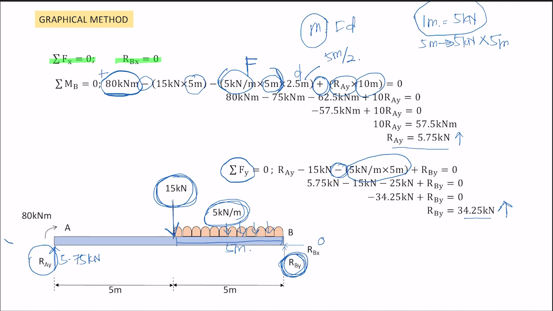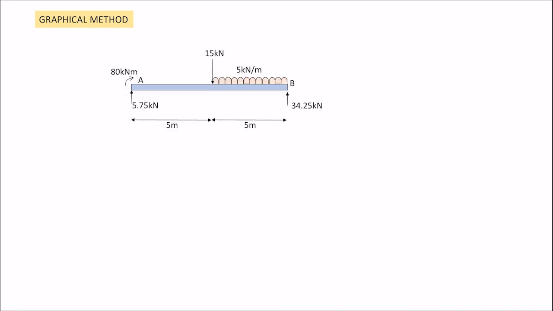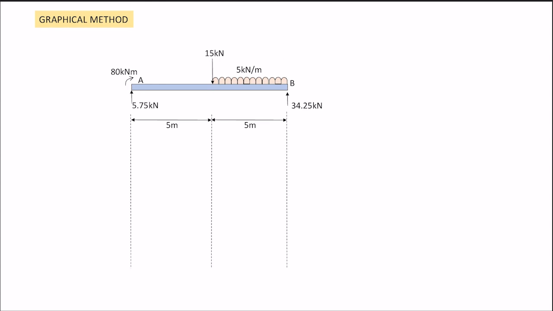So we will draw the shear force and bending moment diagrams using the graphical method. For the graphical method, it's simple. As usual, you have to draw the line, and since the points that have force are one at A, and 15 kilonewton, and although along the way the 5 kilonewton per meter is there, leave it like that, no need to put anything yet, and then point B.